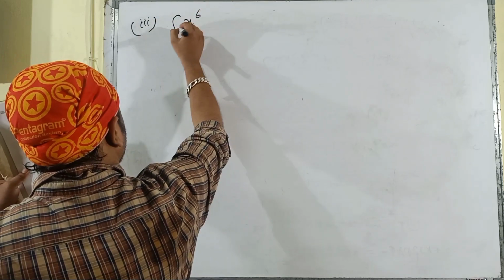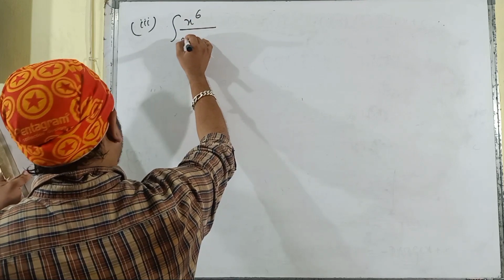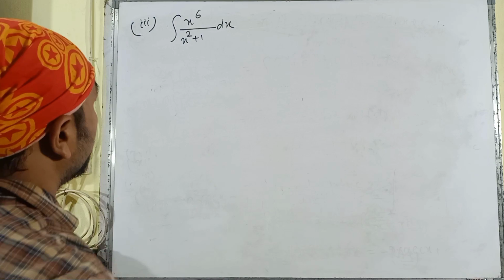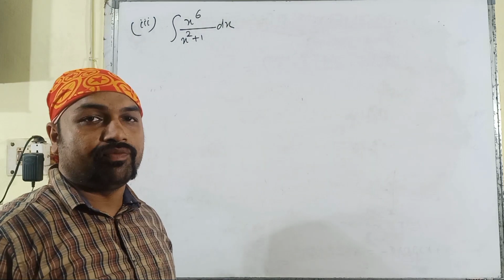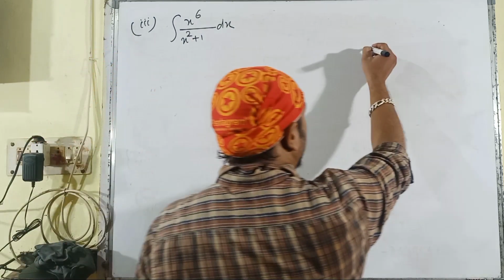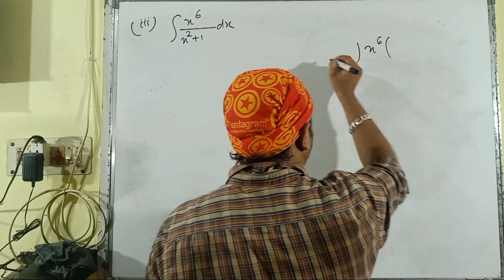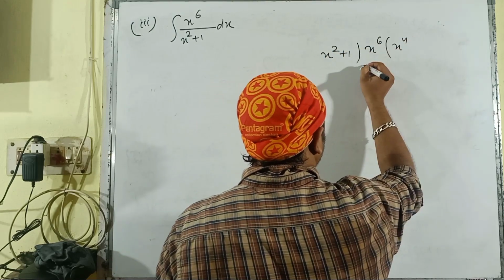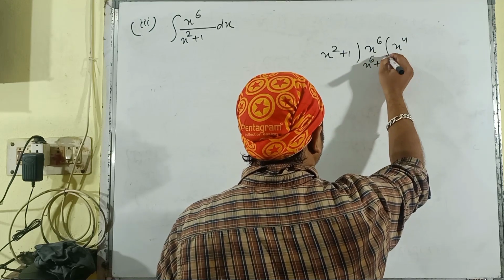Integral of x to the power 6 divided by x square plus 1. As the degree of the numerator is greater than the degree of the denominator, we just have to divide the numerator by the denominator. So it is x^4, so it is x^6 plus x^4.